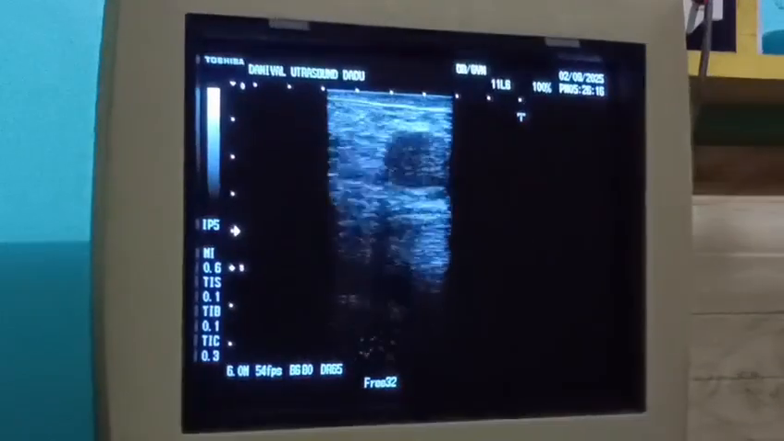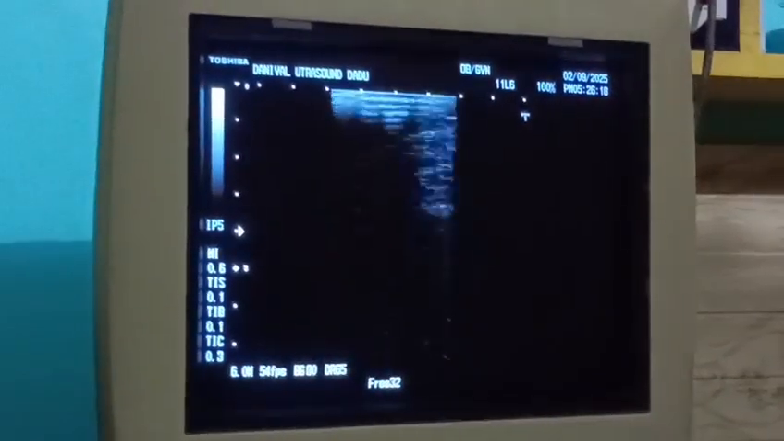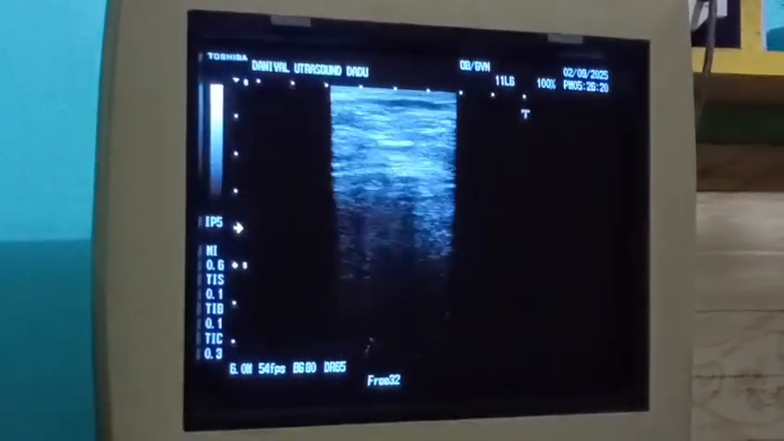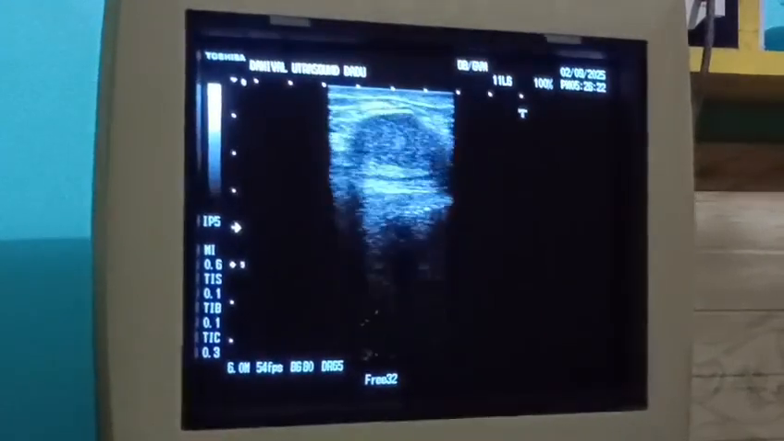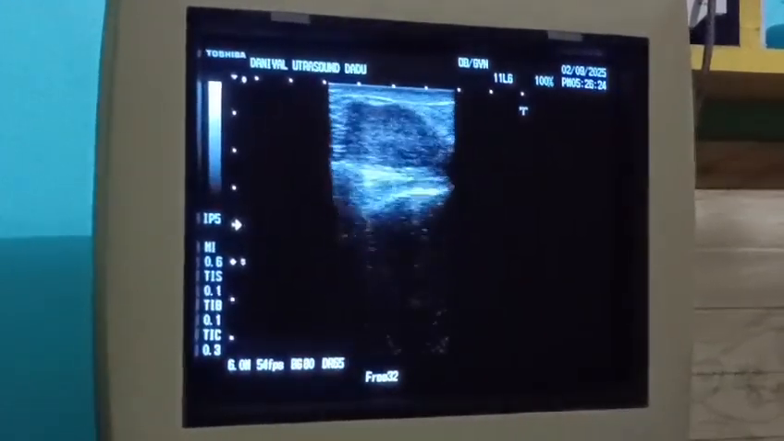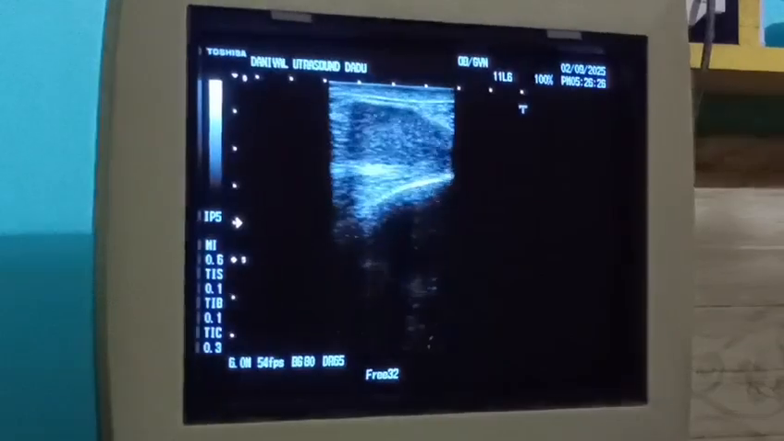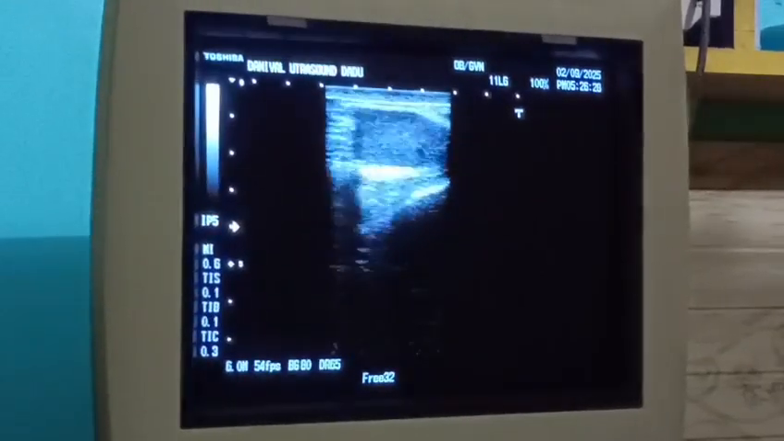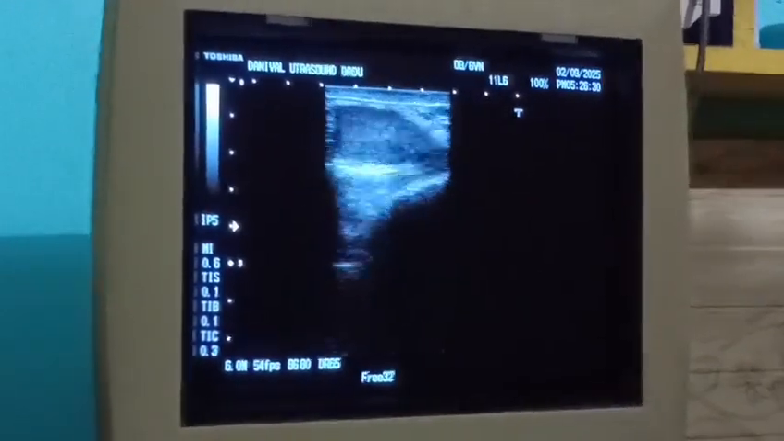So this is definitely omental hernia which has taken place due to reason unknown, maybe due to carrying weight or constipation or chronic cough.